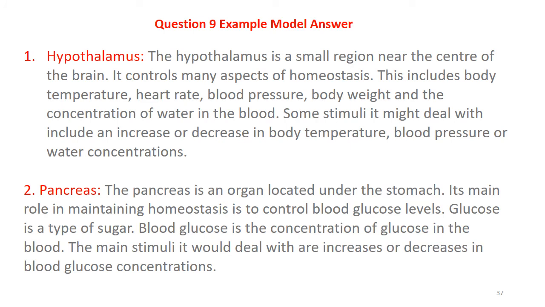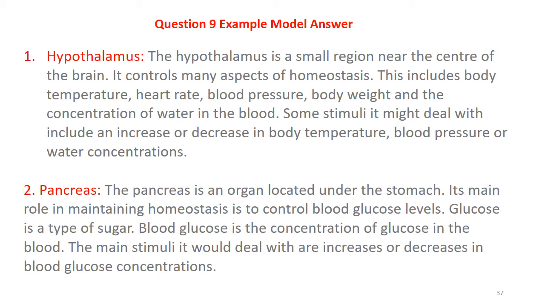This is question 9 example model answer. Number 1, the hypothalamus. The hypothalamus is a small region near the centre of the brain. It controls many aspects of homeostasis. This includes body temperature, heart rate, blood pressure, body weight, and the concentration of water in the blood. Some stimuli it might deal with include an increase or decrease in body temperature, blood pressure, or water concentrations.